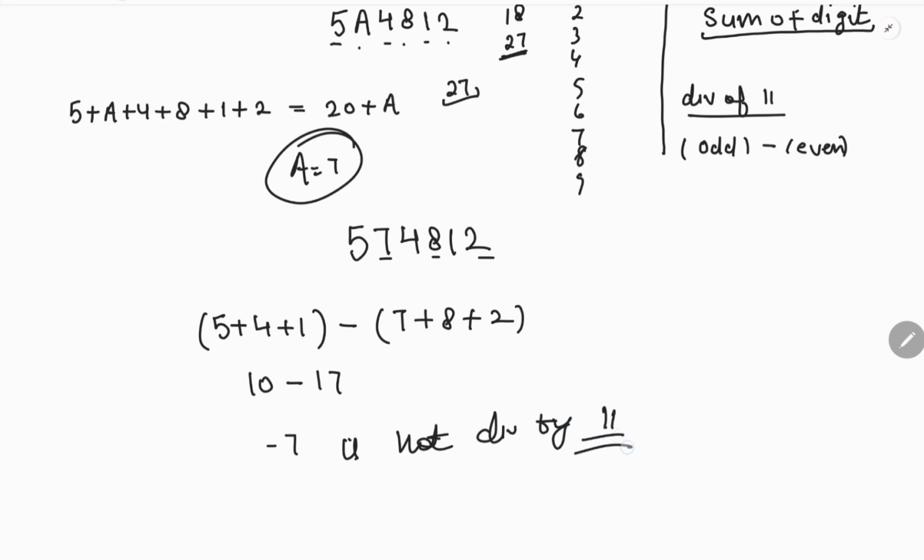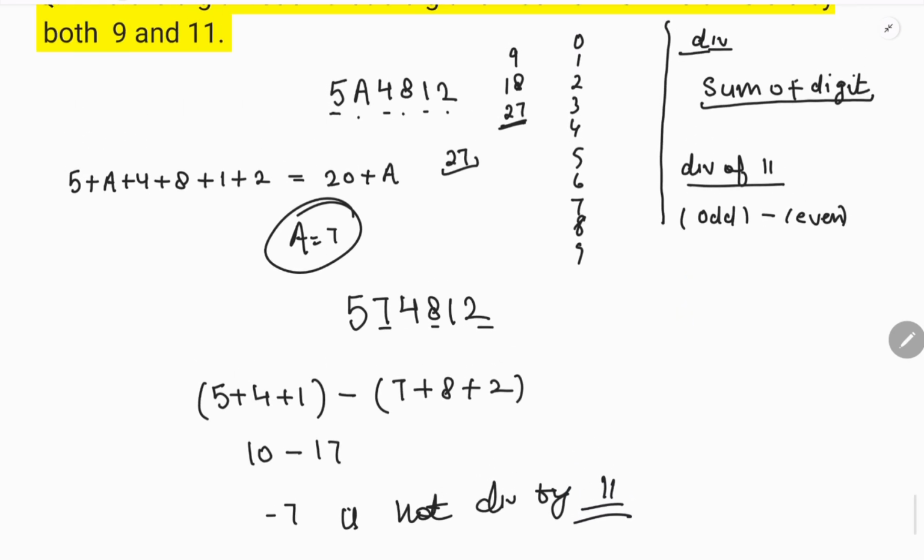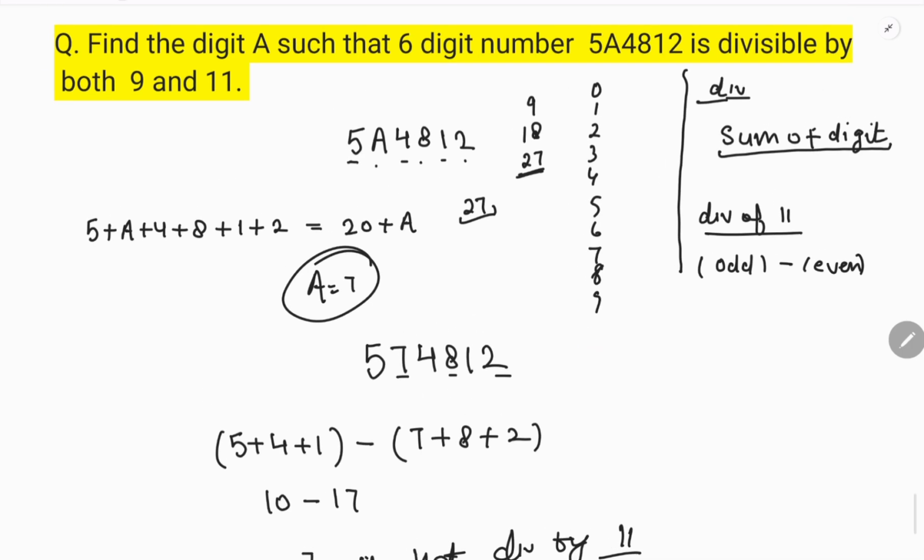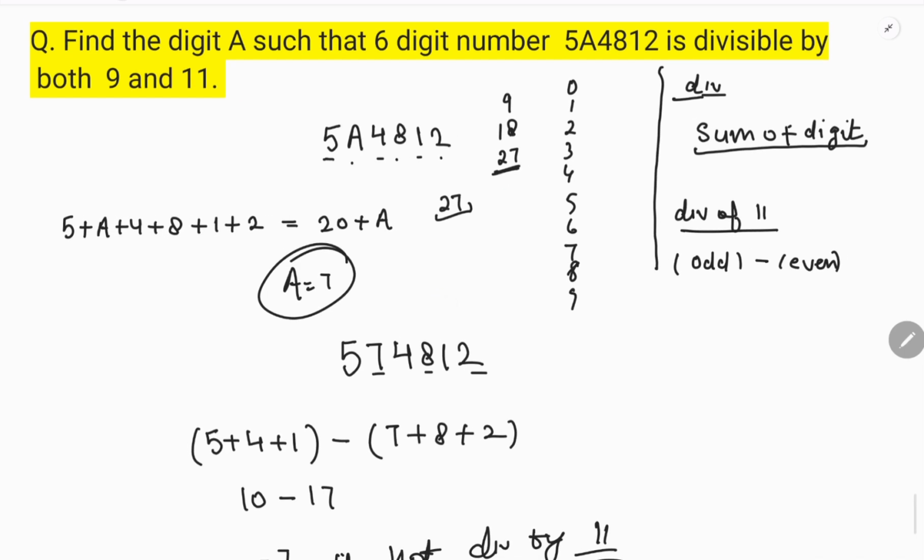by 11, right? So how would a number be divisible by 11? The difference should be either 0 or 11, but you will never get that, because only this 7 satisfies divisibility by 9. So this question is not correct. We cannot get any A such that this number is divisible by both 9 and 11. Okay, so this is a wrong question. If we had any other number, then we could have made it work.